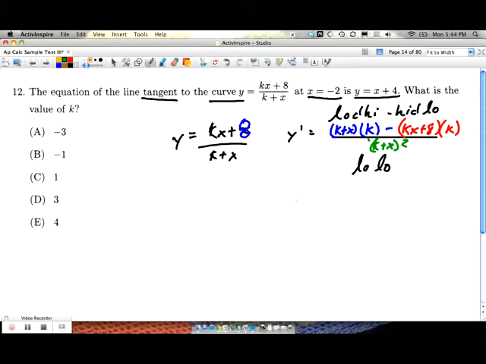Well, we have y prime equals, let's put this back in black, y prime equals, if I were to multiply this first one out, that means I have k squared plus kx. If I multiply the second one out, I'm going to have minus kx, minus k squared x, and we got minus 8k all over k plus x squared.